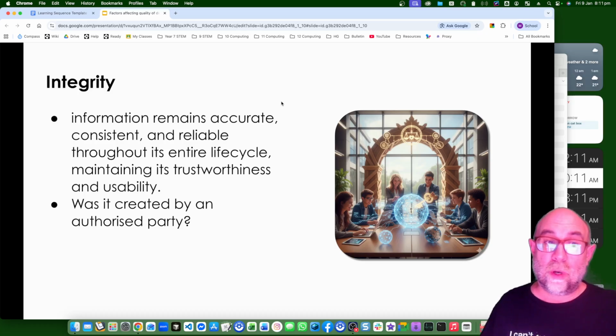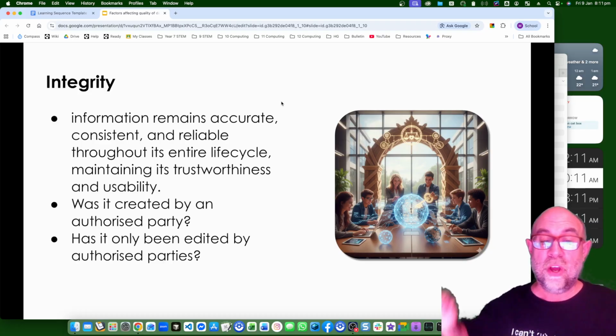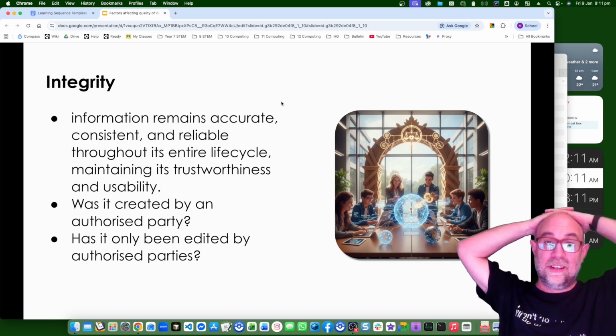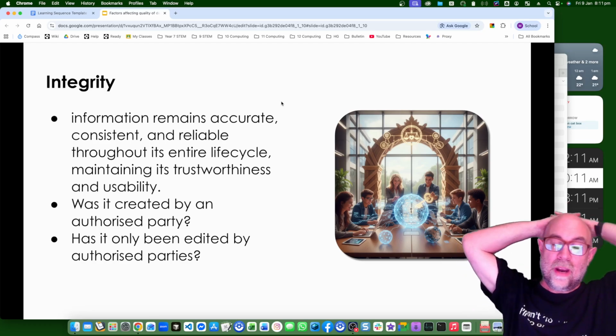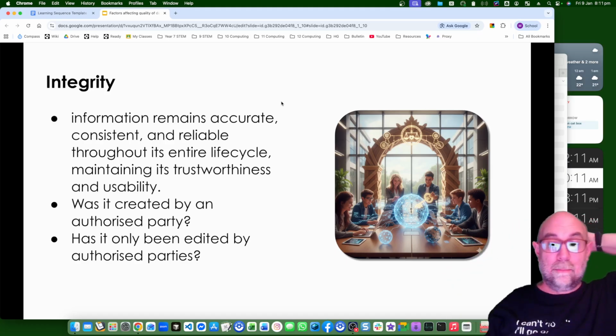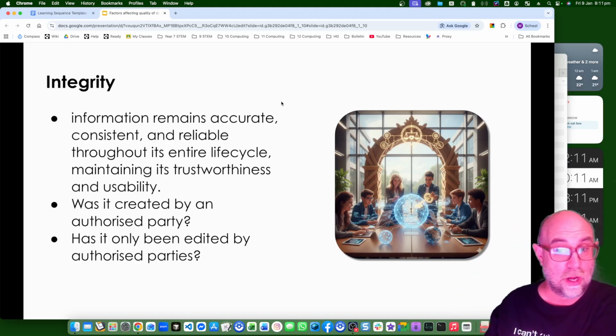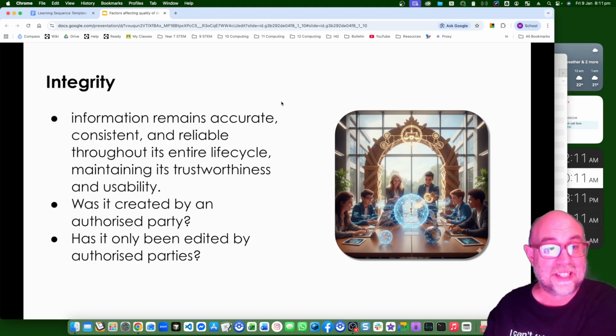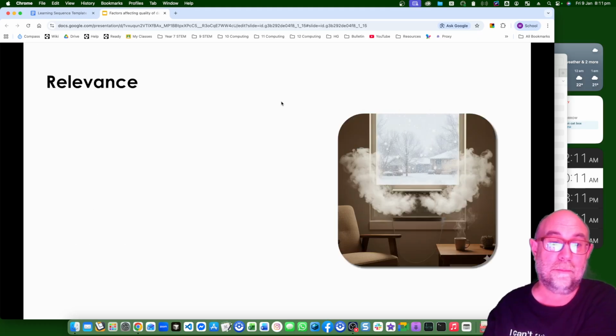So, what we're really asking when we ask about integrity in this sense is, was it created by an authorised person, and has it only been edited or updated by authorised people? It's about the provenance of the data. Can we trust we know where it came from and what's happened to it since? Because if we don't know who's edited it, then it lacks integrity. It might happen to be correct, but it lacks integrity.